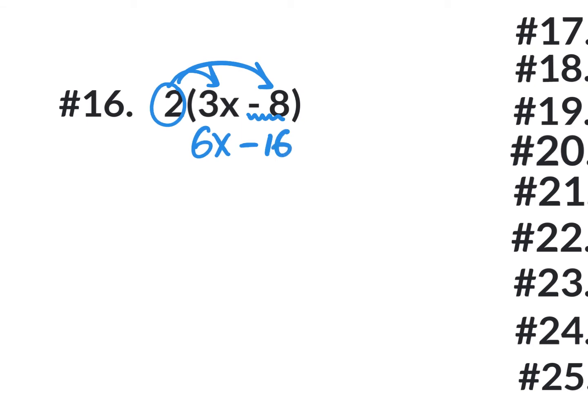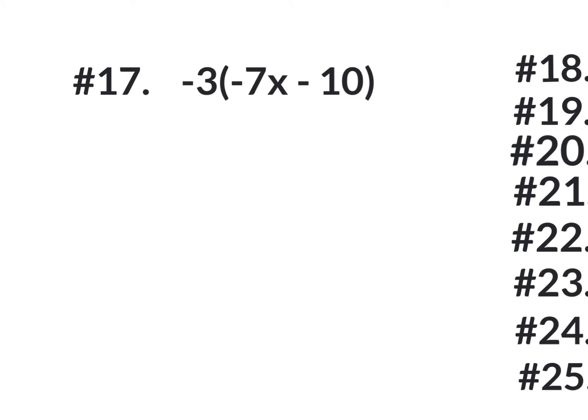Let's move on. Another distributive property problem. Whenever I see a number out here, whether it's positive or negative, I like to circle it and draw arrows. Negative 3 times, this is a negative 7x, so negative 3 times negative 7 is positive 21, because a negative times a negative is a positive, and of course we have the x right there.